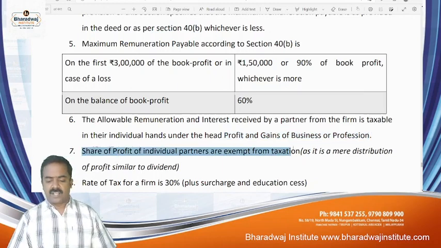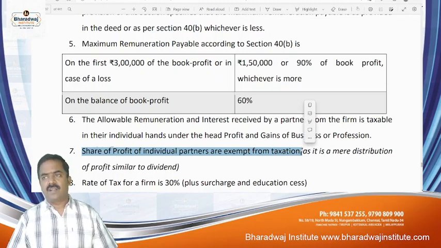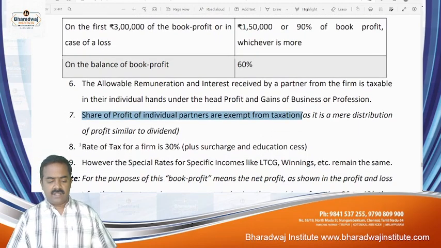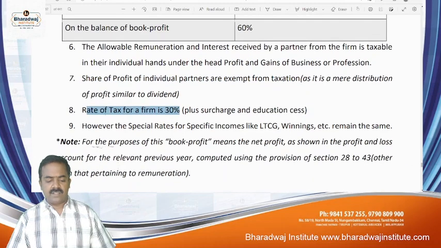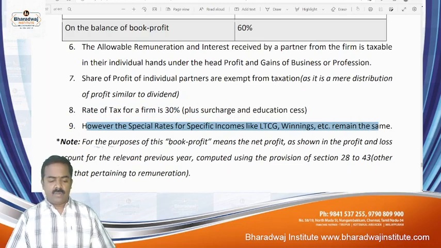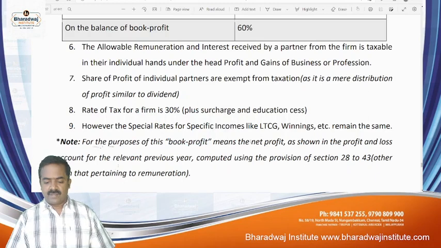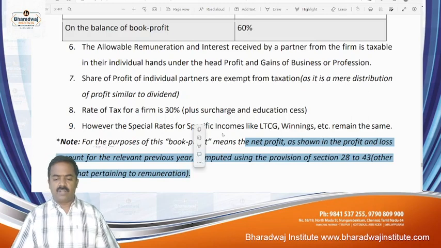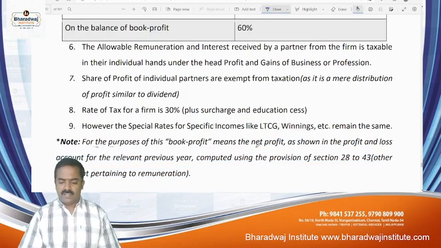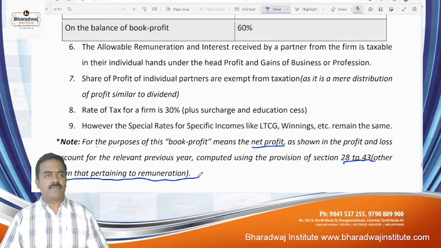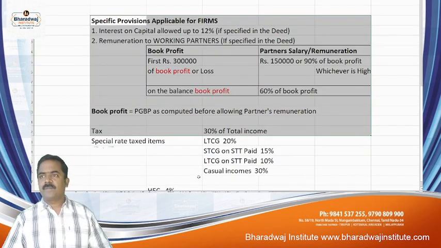Then share of profit is not taxable. Share of profit is not taxable because it is already taxed. Rate of tax is how much? 30%. Special rate tax items like long-term capital gain remain the same. What is the meaning of book profit? Net profit, that is PGBB, okay, before computing or before allowing remuneration. Net profit as computed from section 28 to 43, before allowing which one? Remuneration. We call it as which one? Book profit.